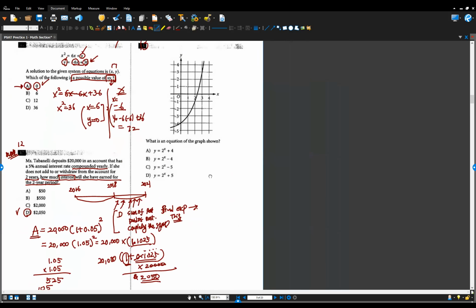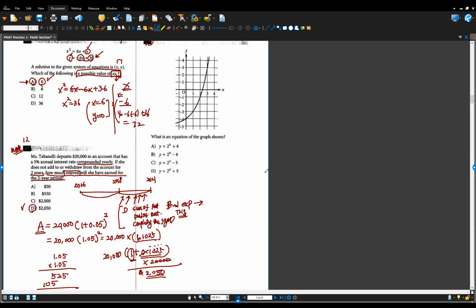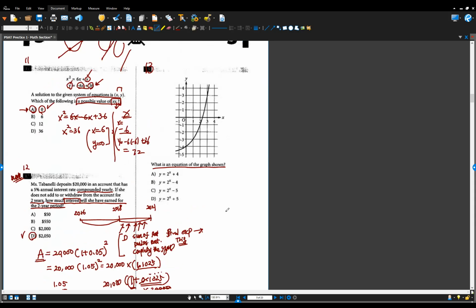All right, number 13, we have an exponential over here. So this is the new type, right? We're going to find the equation. Can you find the equation over here? You can see that they're all 2 to the x, but there is a translation. What is the answer? There is no shift to the right or left, because we don't have numbers added to the x over here. Just 2 to the x.